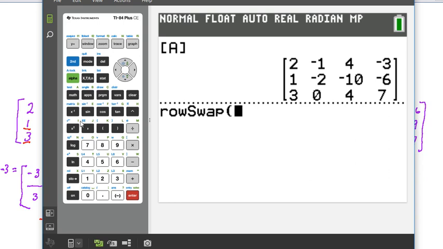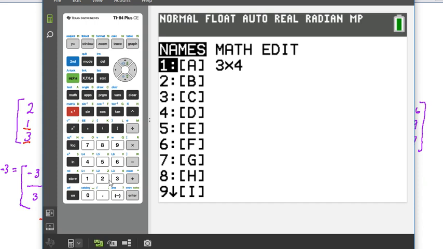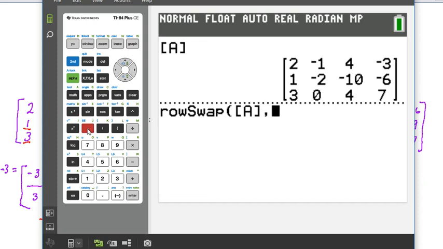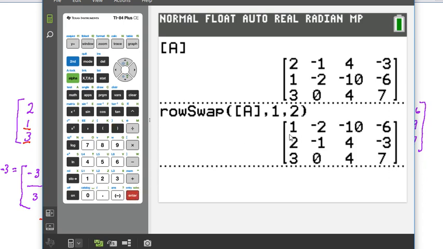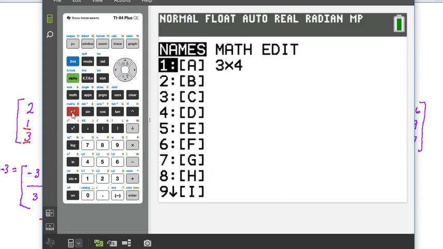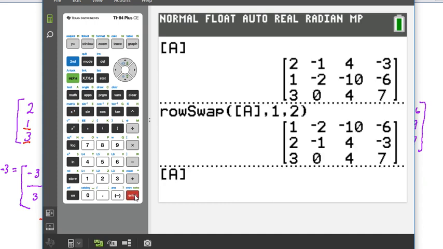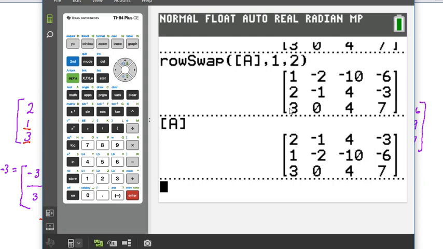And so we're going to have to indicate, well, what matrix are we using? So second matrix A is the name, comma, and then what rows do we want to swap? Well, row 1 and row 2 need to get swapped for matrix A. Now, if you just did this by itself, it would swap those, but watch what happens. It shows them swapped. But if I recall matrix A, and I print it, matrix A is exactly the same way it was initially.